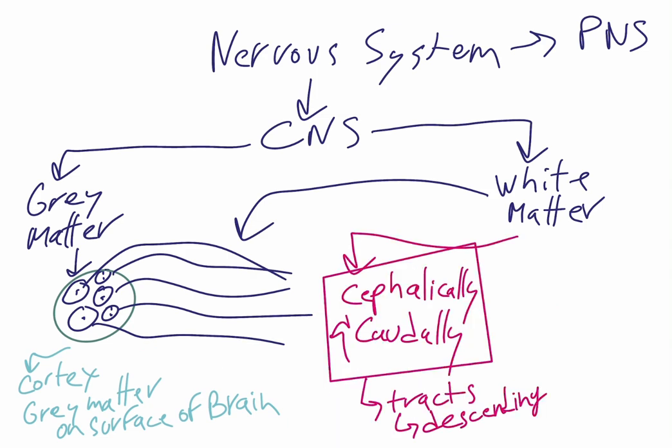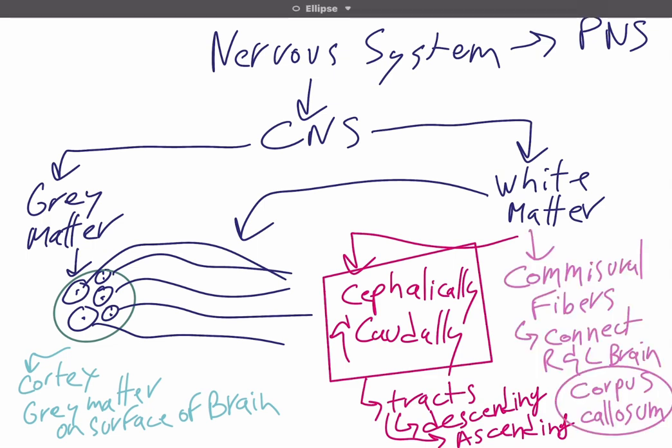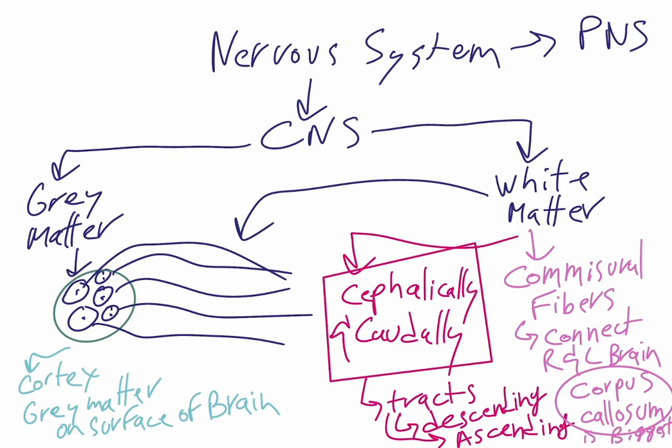When dividing the gray matter from the white matter, we're going to go into divisions of white matter tracts. So you will have ones which divide cephalically and caudally. Essentially, these are tracts that are ascending or descending, meaning going up or going down throughout your CNS. Next up, we have our commissural fibers. These are the ones which connect the right brain to the left brain. And when I say this, I want you thinking about the corpus callosum, which is the biggest connection between your right hemisphere and your left hemisphere.